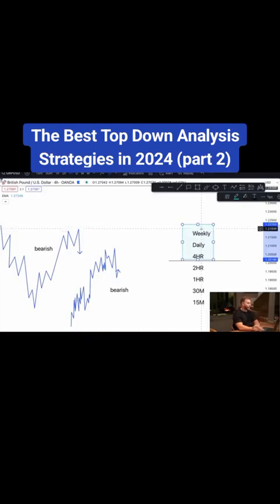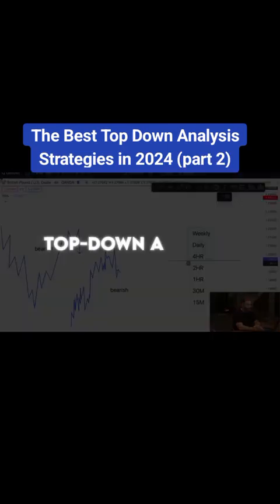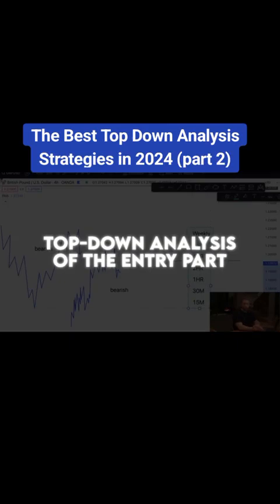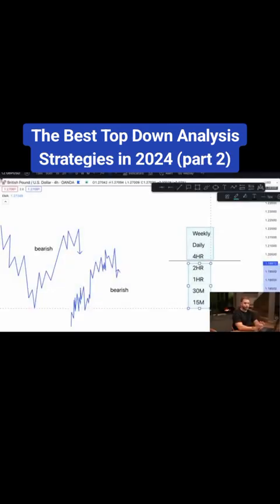So after we understand that this is the top-down analysis for the trend of the markets, now we're going to go through the top-down analysis of the entry part, which is very key because it's where a lot of traders pretty much just want to jump the gun and go straight into entering the market. But they got to understand that before entering the market, they have to properly do a top-down analysis to actually be able to execute a trade.